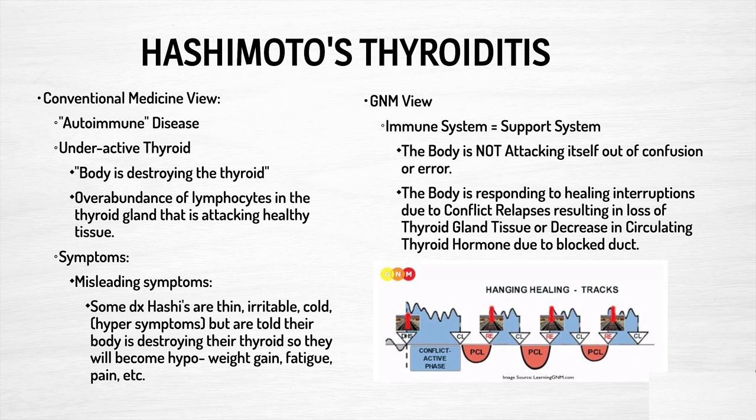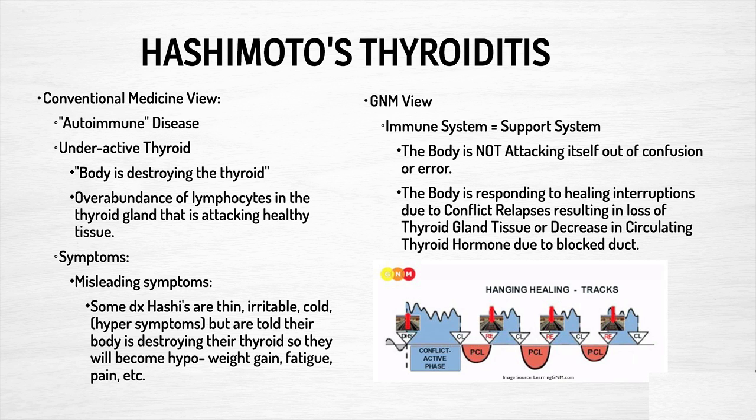And so from that perspective, they are seeing this as an error. The body is messing up. The body is making a mistake. But the German New Medicine point of view is really that there can't be autoimmune disease. The body will never attack itself. The body is never hurting itself out of confusion or error. The immune system of antibodies that conventional medicine sees is really a support system. It's just what the body is doing. It's not attacking germs or bugs. It's the body doing something that is specific to the biological special program that is being set off at that time. So the body is responding to healing interruptions.